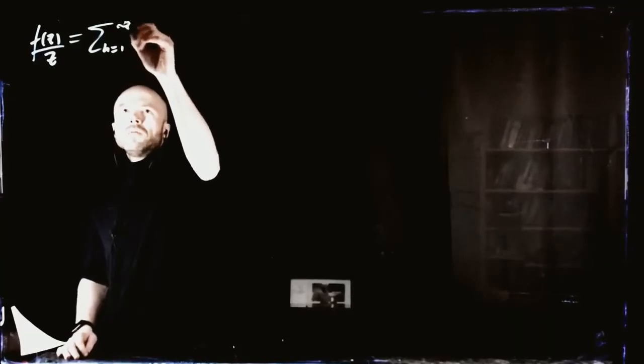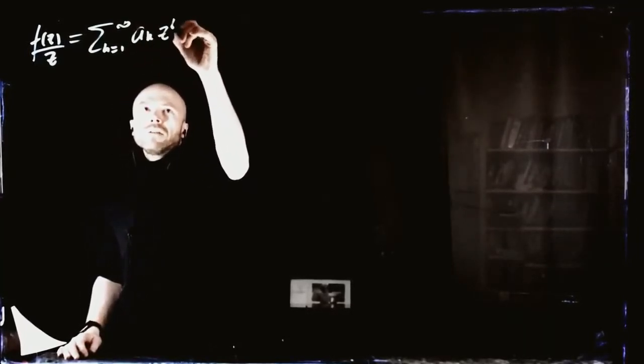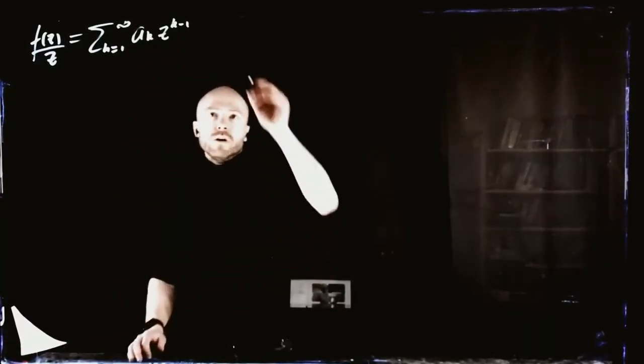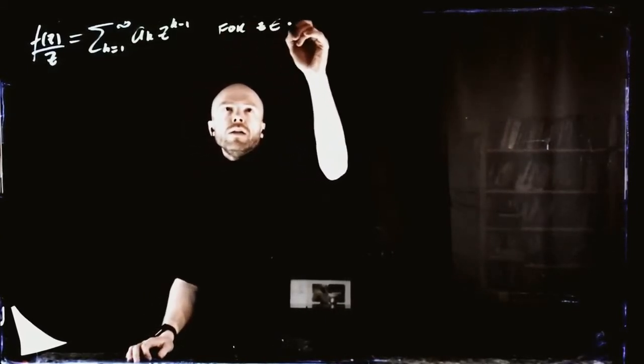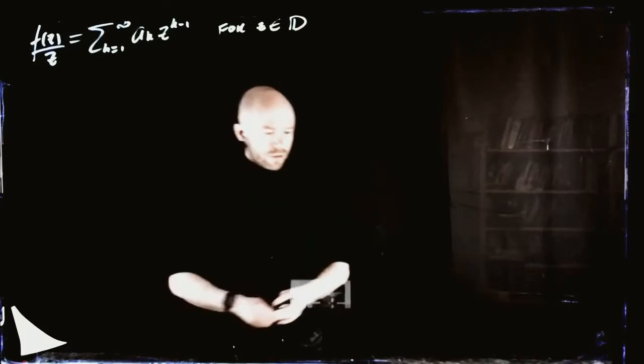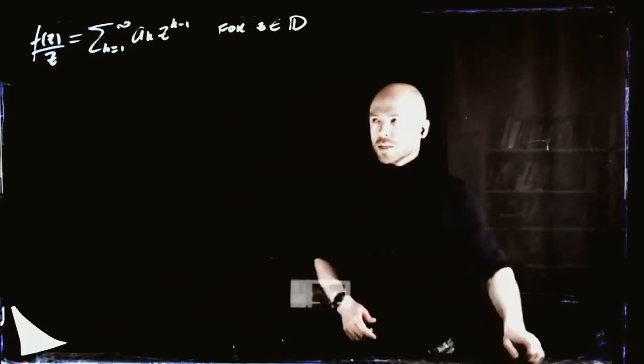We have that f of z over z is this thing. It's the sum from k equals 1 to infinity of a_k z to the k minus 1. And this is true for z inside the disk, let's write the disk since we've introduced this notation.